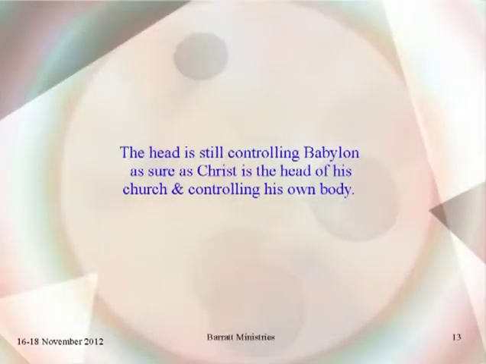The head is still controlling Babylon, as sure as Christ is ruling his church, the true bride of Christ. Who's ruling the church? Archbishop of Canterbury? God forbid. The Pope? God forbid. The Archbishop of Canterbury is head of the English Babylon. The Pope is the head of international Babylon. Who's the head of the bride? Christ. So as sure as the head is controlling Babylon, Christ is controlling his own body, his church.